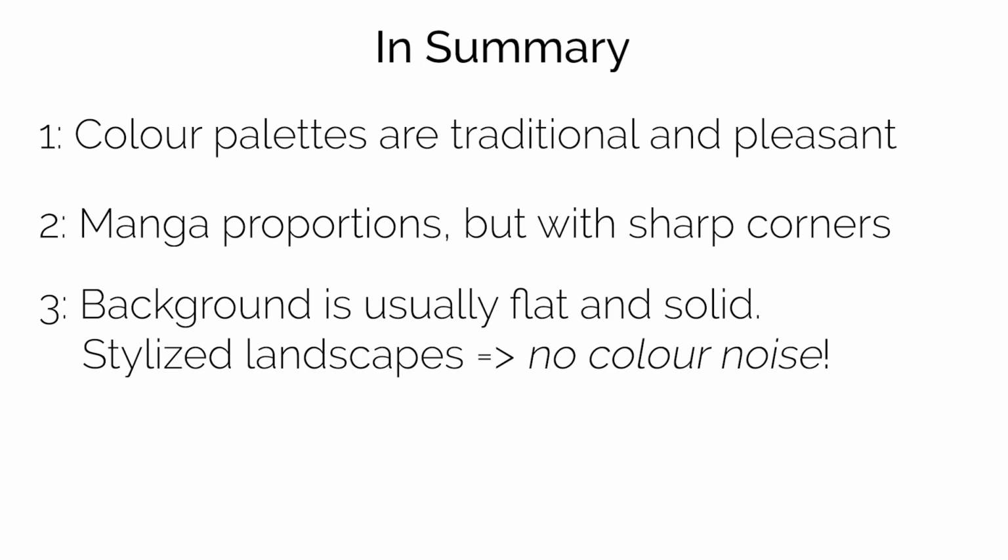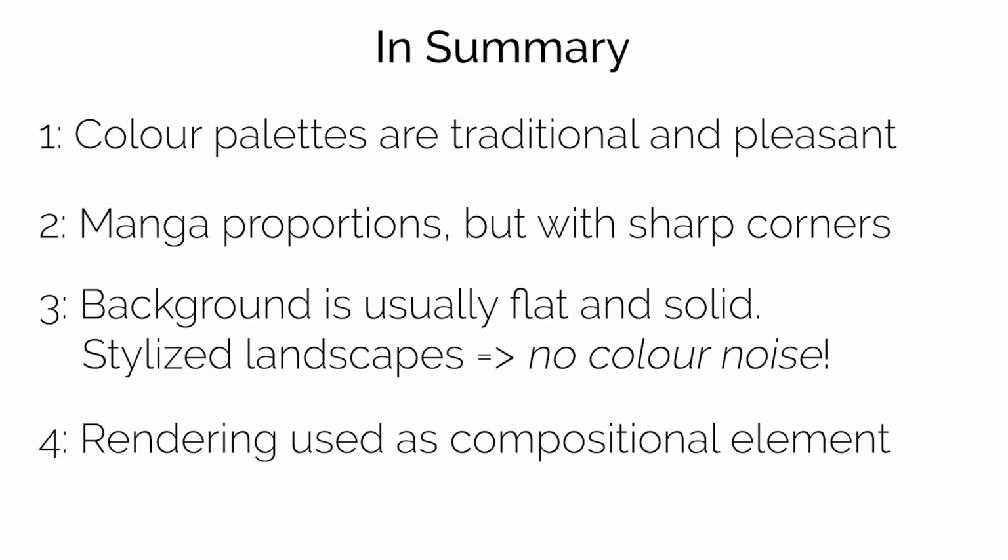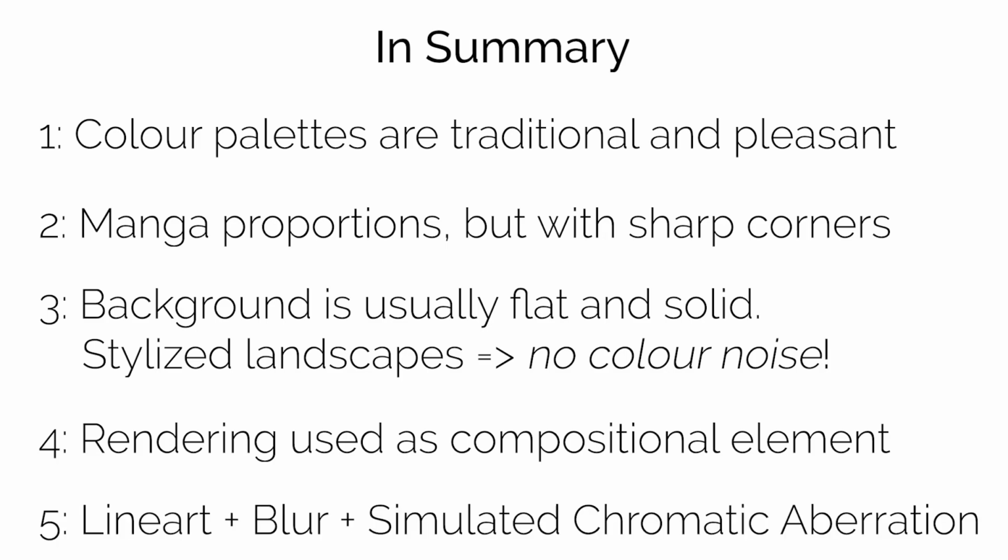When he paints stylized landscapes, however, Ilya makes sure to avoid color noise, creating a very idealistic, clean scene where the colors don't have a very noticeable effect on each other. Number 4, he uses shading and details as a compositional element, balancing out detail-heavy, noisy areas with quieter, more flattened areas just adjacent. And number 5, he finishes off his paintings by coloring in the line art, duplicating and blurring it out, and then superimposing the blurred layer with the original line art, and finally adding a bit of hand-painted chromatic aberration.